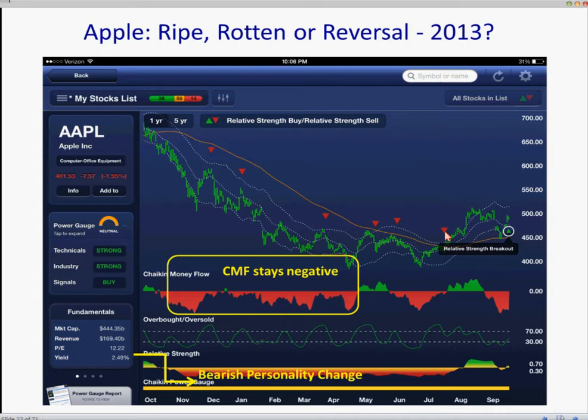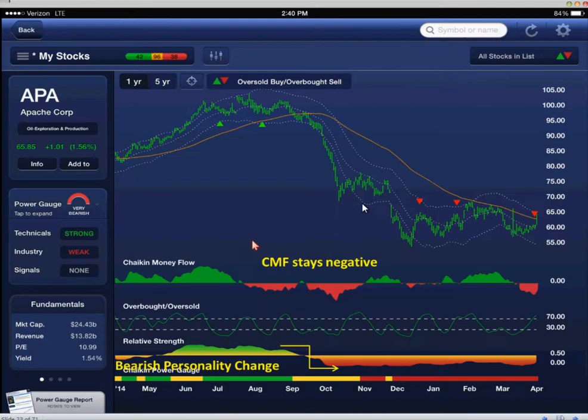And that's why you've got to use stops. We're going to talk about money management very briefly when we talk about playing good defense. Then ultimately the power gauge rating turned bearish at around 480, and it was off to the races to the new high. Now here's a more recent example of a bearish personality change.